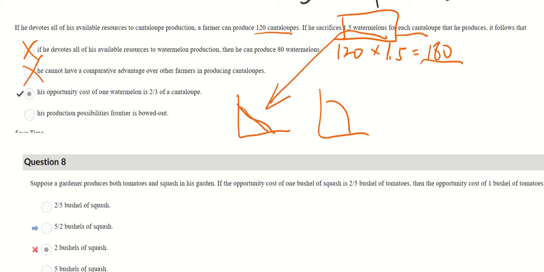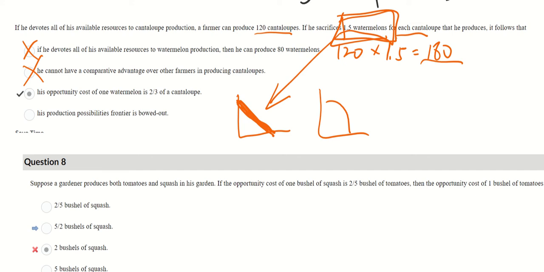Because for this PPF, the slope of the line is really the opportunity cost. So if this opportunity cost doesn't change, then this PPF will be a straight line. It will be straight downward. But if you have, let's say, either an increasing or decreasing opportunity cost, then you're going to see a bowed outward or bowed inward shape of PPF. All right, so C says his opportunity cost of 1 watermelon is 2/3 cantaloupe.